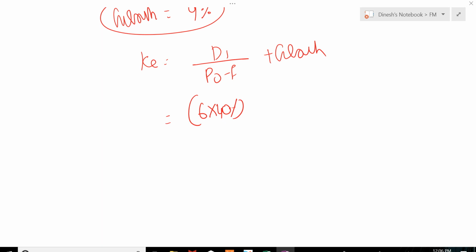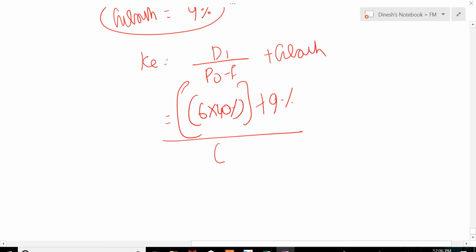Why I was explaining this is, this 2.4 has to be added by a growth of 9%. You have to add a growth of 9%, divided by 60 minus 0 plus separately 9% growth. Dividend will not be 2.4, it will be 2.4 with another 9% added to it, because dividend also will keep growing at the rate of 9%. So 6 into 40%, add the growth of 9%.